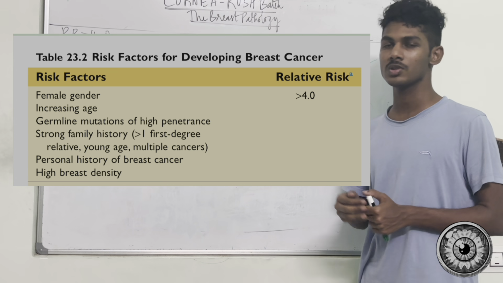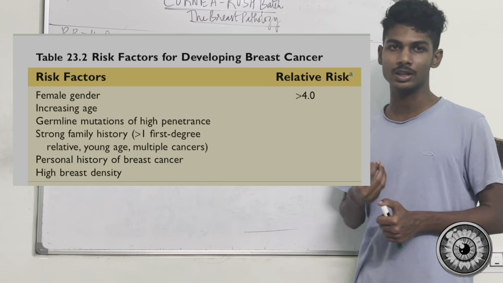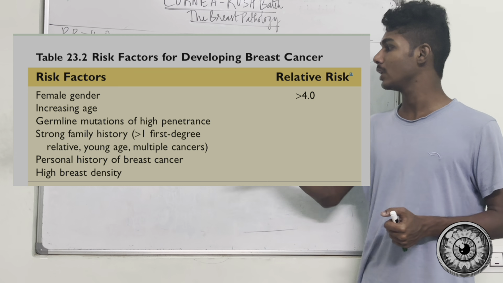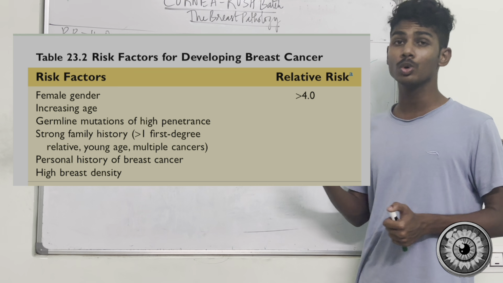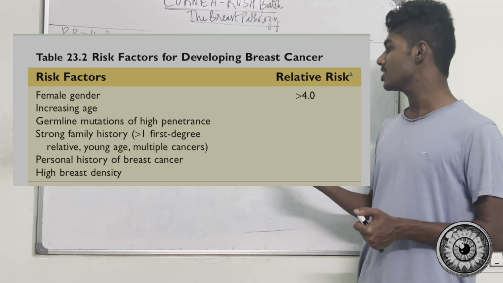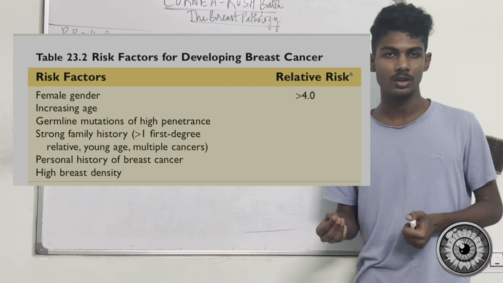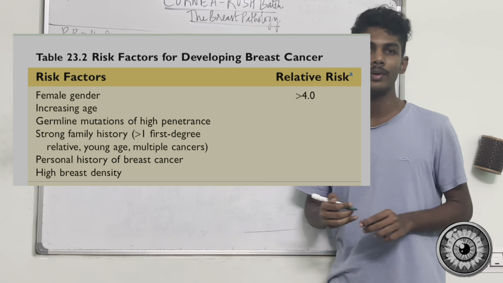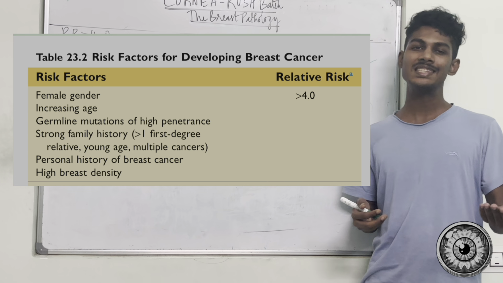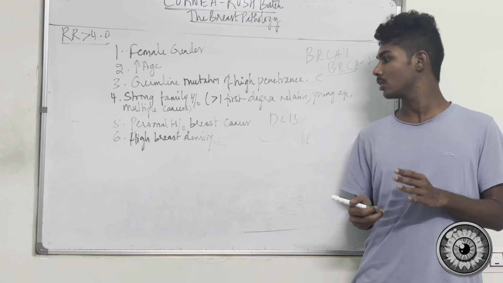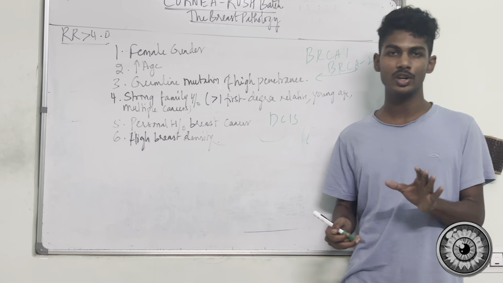Strong family history: more than 1 first degree relative, that is mother, sister, any of these siblings. If more than 1 first degree relative has cancer, we can suspect a breast cancer. Next, personal history of breast cancer. There is something called DCIS. What is DCIS? Ductal carcinoma in situ. So if you already have DCIS, it can progress to a malignant cancer. Is it clear? We will discuss DCIS in the next video, so don't worry.